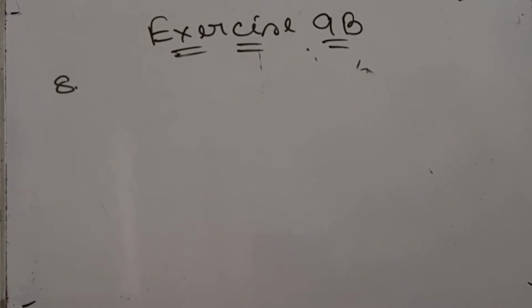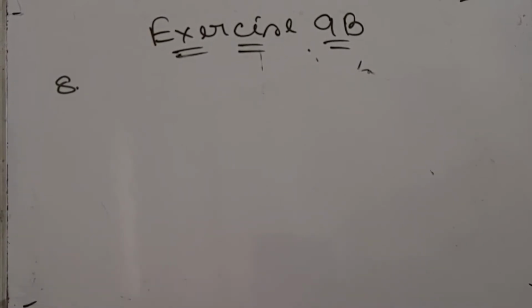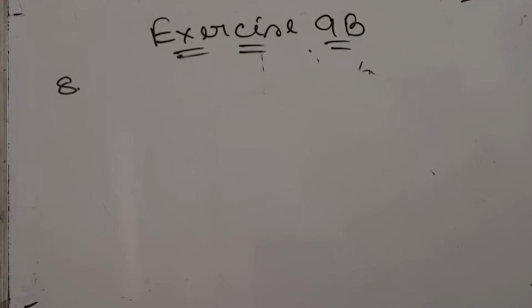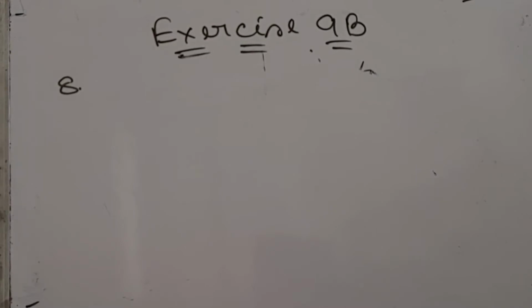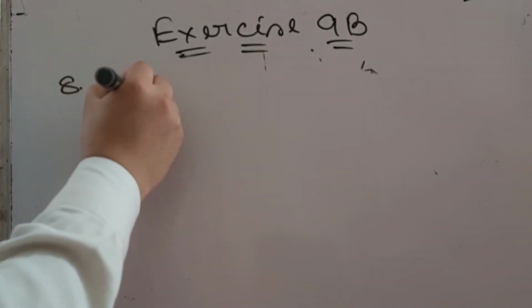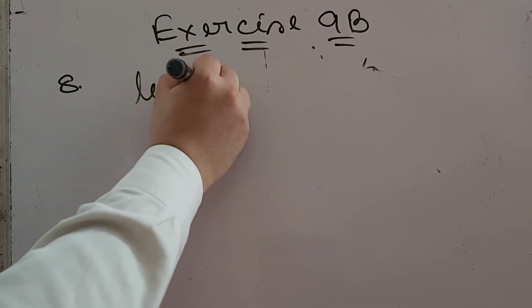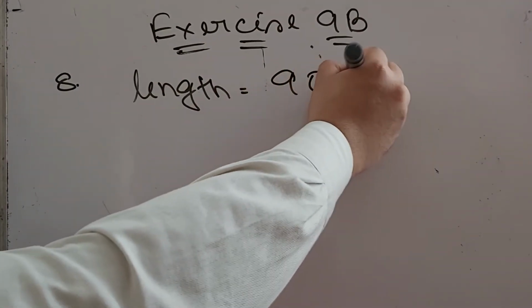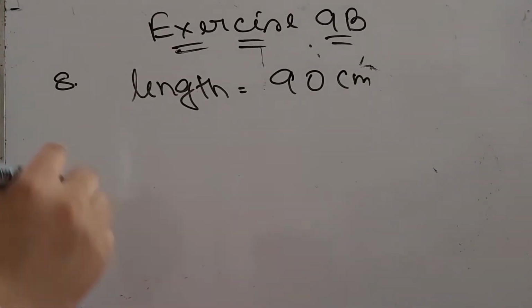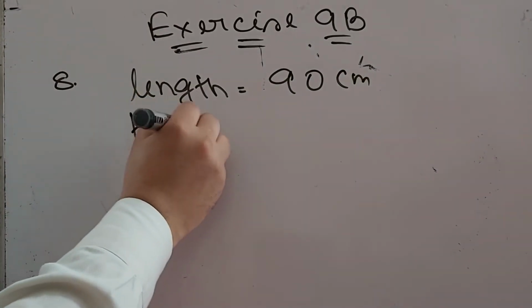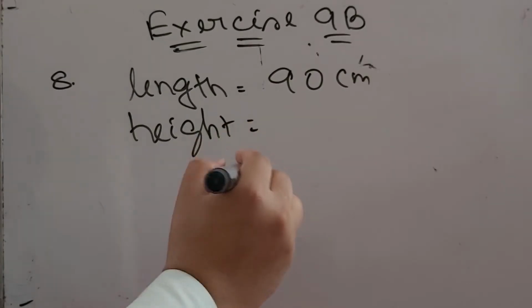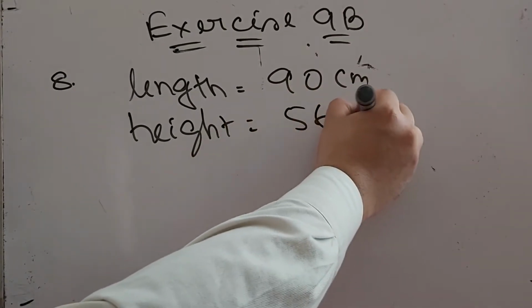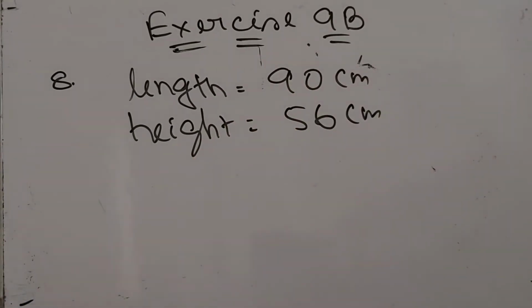Now number 8. Number 8 says a picture is 90 centimeter long and 56 centimeter high. Find its area in square centimeters. Similar type of problem. First, what is the statement here? Length equal to 90 centimeter and what is the height here? Height equal to 56 centimeter. Now we have to find out the area in square centimeter.